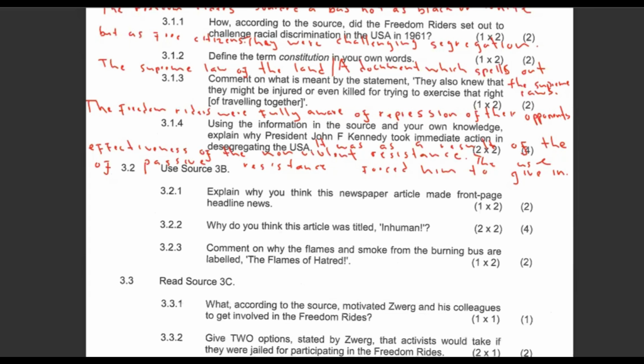So a suggested answer for that question is that the incident was of national importance. The incident was of national importance. Then you can also say that it was to grab the attention of citizens.